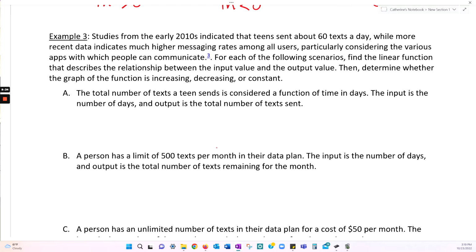So for all of these, we're just going to assume 60 texts a day. So keep that in mind. Part A, the total number of texts a teen sends is considered a function of time in days.